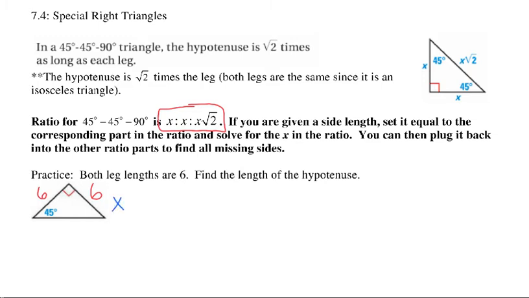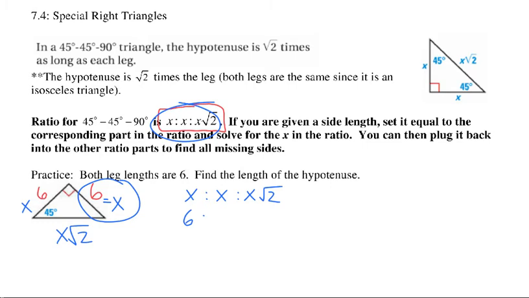So if you notice, I'm going to use a different color. We have x, x, and x square root 2 as the ratio numbers up here. If you have one of the numbers of the sides, you set it equal to that ratio. That means all of our blue x's are 6. So in this ratio, I will have 6, 6, and then 6 square root 2. If I'm looking for the hypotenuse, that is this last side, so my hypotenuse is 6 square root 2.